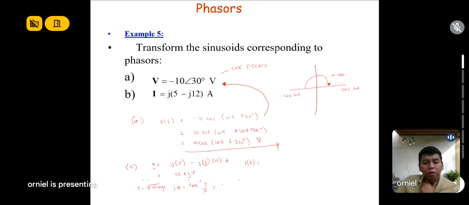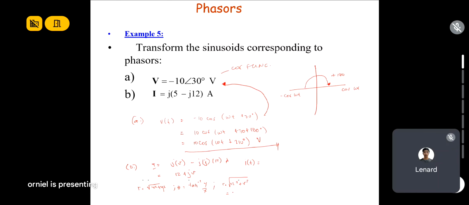To get the value of r, we have the square root of x, which is 12 squared, plus 5 squared. What is 12 squared plus 5 squared? What is r? 13, sir. 13? Yes, sir.